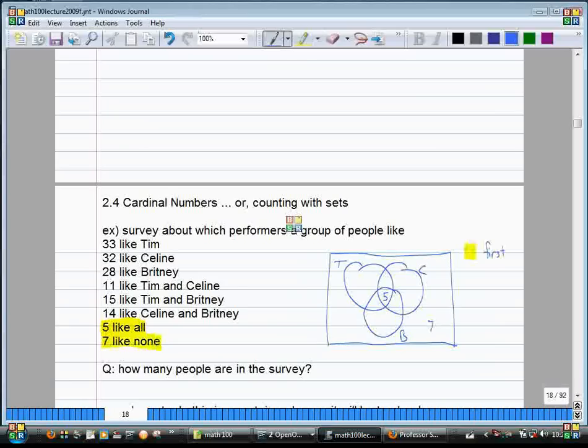So 11 like Tim and Celine. And where can we fill this in, and what number do we fill it in with? So Tim and Celine, that's the overlap. So what number do we fill it in, and what do we do? It's got to be a 6. Because 5 have already been counted. Does that make sense? Okay, great.